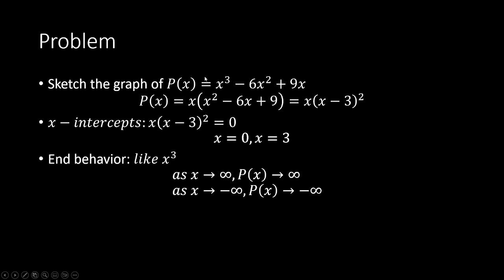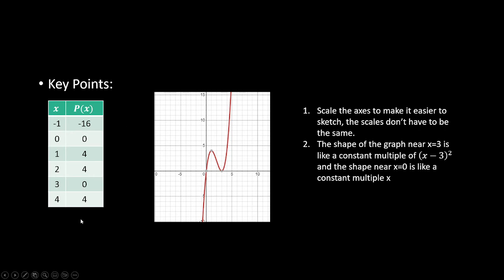We said the end behavior of any polynomial is the same as the leading term, so you get this end behavior. Then make key points. So I made these. You find the y-intercept. In this case the y-intercept is the same as an x-intercept. You have (0, 0) and (3, 0), and you need to find at least one value between. I don't need to have 4 and -1, but it's just good to have it. When I graph it, I get these points. Then I just connect them.